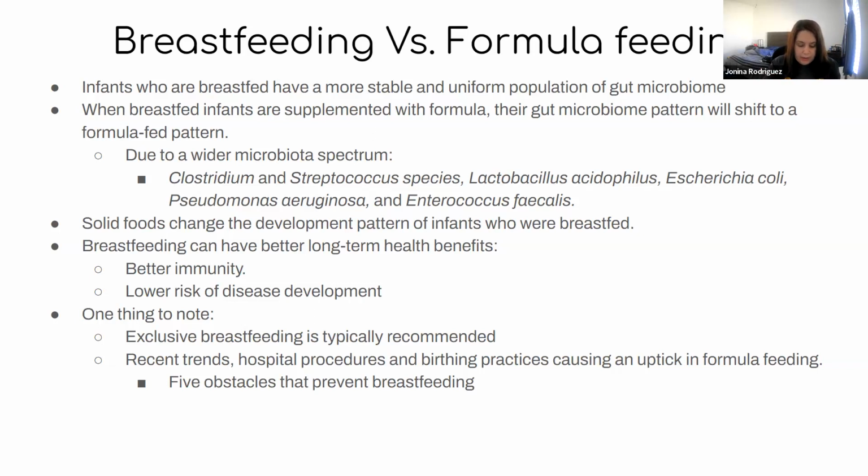And then hospital birthing practices are tied to making it difficult for mothers to exclusively breastfeed because the baby isn't latching right away. They often just jump to supplementing with formula. And then, of course, there's the lack of accommodation for mothers who work to breastfeed or pump while at work.